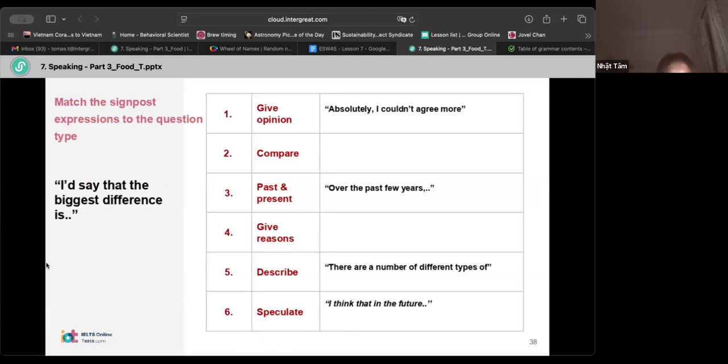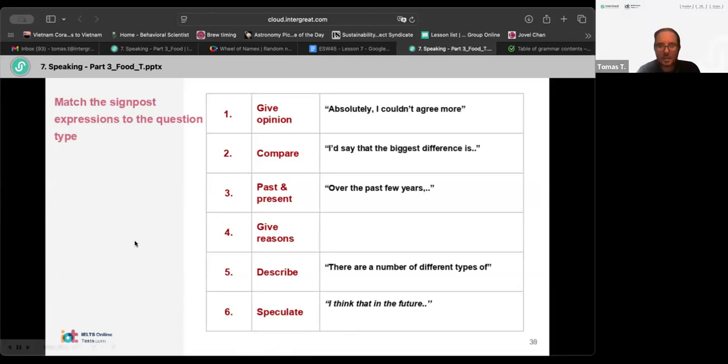I think it belongs to compare. Okay, you're correct. Next one. Oh, this one is obvious. Well, the main reason for this is, this main reason, give reasons. Okay, so you can't say it like that. The next one.